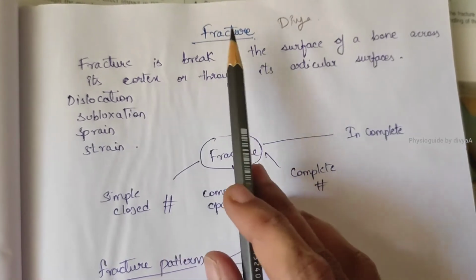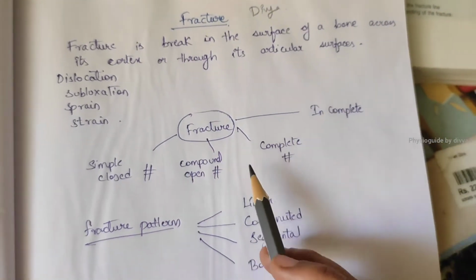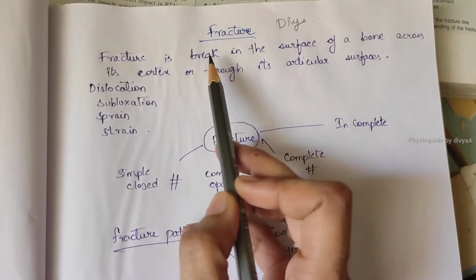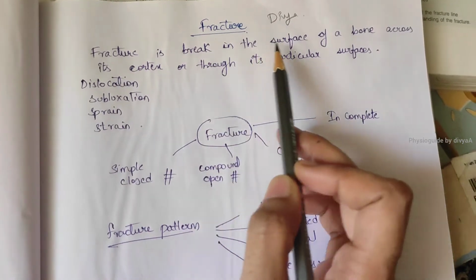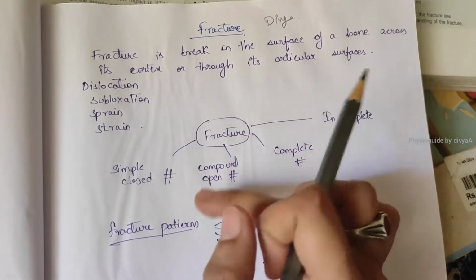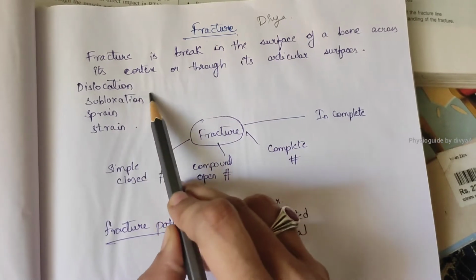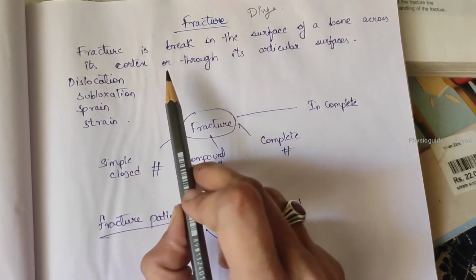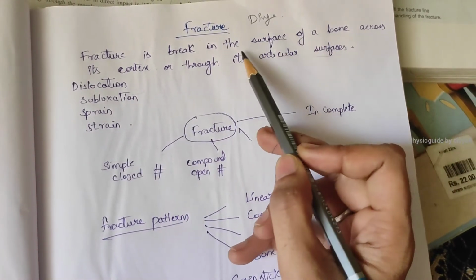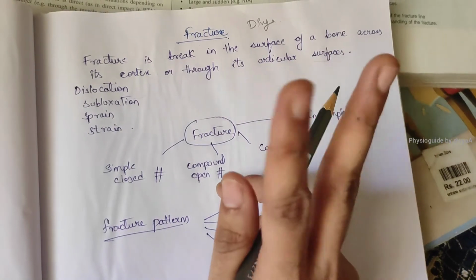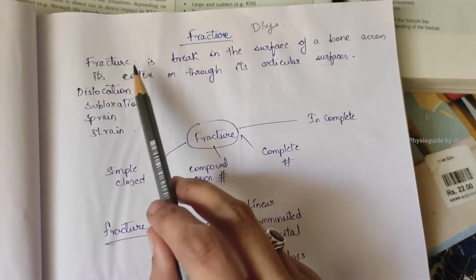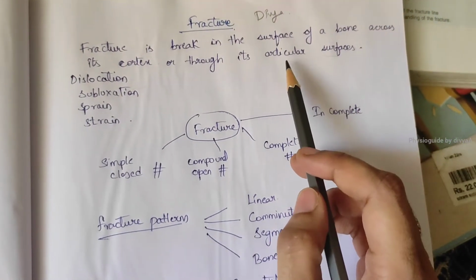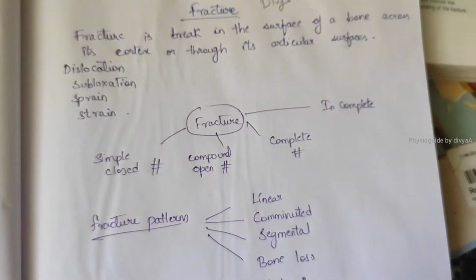Today I am going to teach about fracture and types of fracture, pattern, atypical fractures. Okay. Now what is the definition of it? Fracture is a break in the surface of the bone, across its cortex. Cortex means the outer surface of the bone which protects the internal cavity. Or through its articular surfaces. Articular surfaces means where two bones meet, the connection between two bones. So if there is any break in the outer surface cortex or where two bones meet, the articular surface, it's called a fracture.